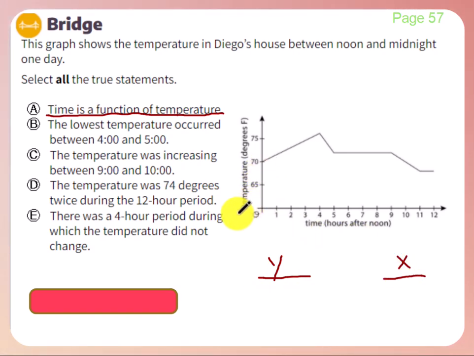So that would be temperature is a function of time. We always start with the output, or the y. So this is incorrect. Let's go to B.